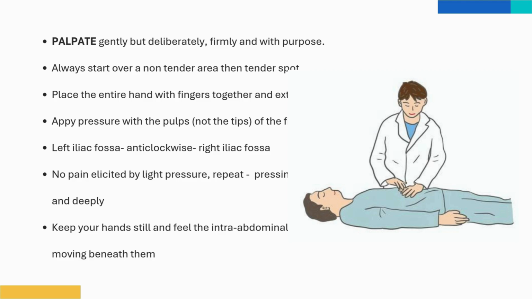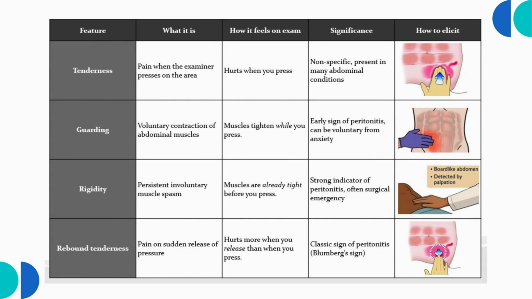Keep your hands still and let the organs move beneath. Watch the patient's facial expression while palpating. It may reveal tenderness even before the patient speaks. Palpation is not about pressing hard, it's about pressing smart. A gentle, systematic approach is what helps you pick up real tenderness and masses. So the golden rule is: be systematic, be gentle, and don't miss the small details. In abdominal pain, even a scar, a faint bowel sound, or a subtle change in percussion note can be the clue to the diagnosis.